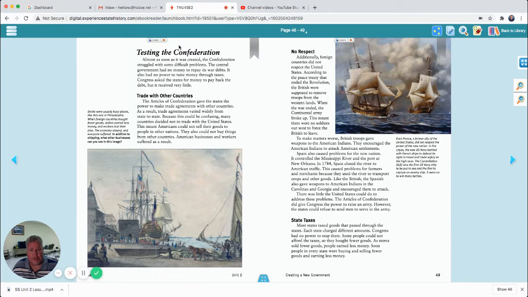Almost as soon as it was created, the Confederation struggled with some difficult problems. The central government had no money to repay its war debts. So remember, it costs a lot of money to fight a war, and we fought this war with England, but to get better weapons and things for our soldiers, we borrowed money from other countries like France and Spain, and so we owed them a lot of money.